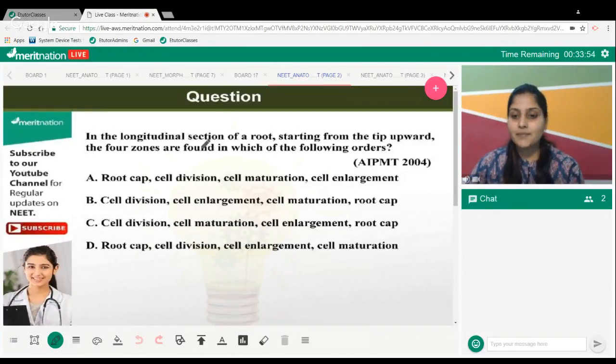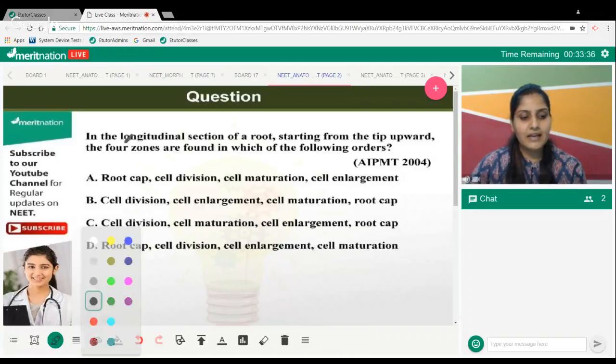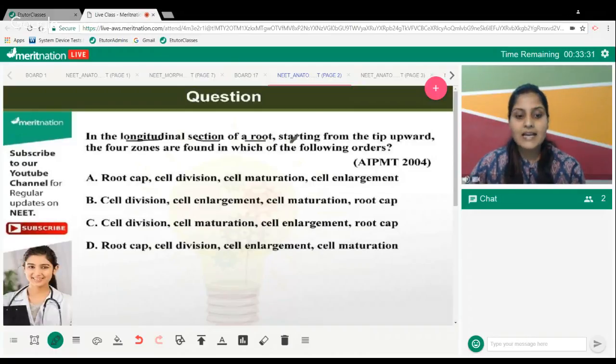It is an AIPMT question, and this question is taken as first in the sense that it deals with roots. So, the question is asking that if you have a longitudinal section of a root, then starting from the tip upwards, there are 4 zones present. Which of the following is the correct order?